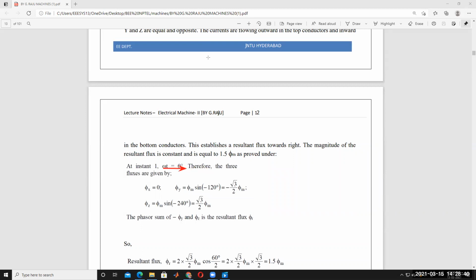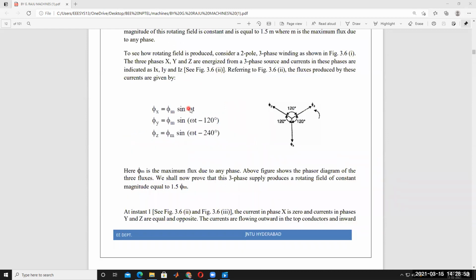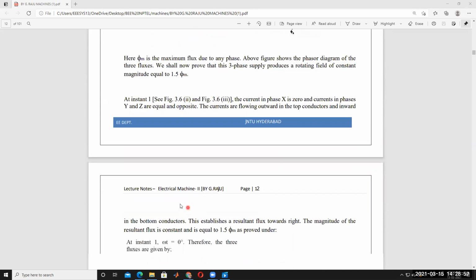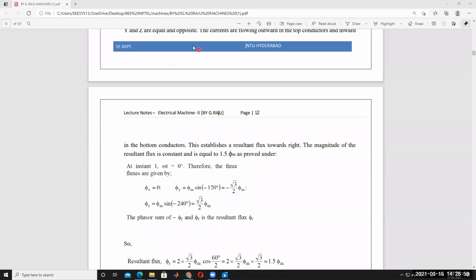What is the resultant flux direction at omega t is equal to 0? Try to focus on this. Substitute omega t is equal to 0 in this equation. Sin 0 is 0, then phi_x is equal to 0. Am I right? phi_x is equal to 0.